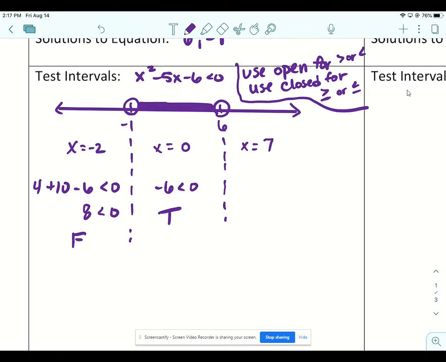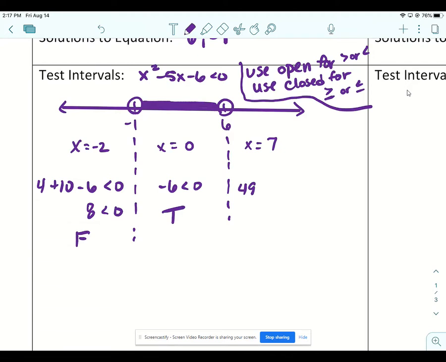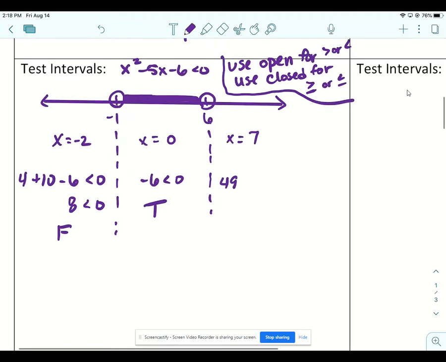Okay, then we'll test 7. So I put 7 in, square it, I get 49. 5 times 7 is 35, minus 35, and then -6 is less than 0. Right? When you combine those, you get 8. 8 is not less than 0, so that's a false statement. So those numbers in between -1 and 6 are our only solution.